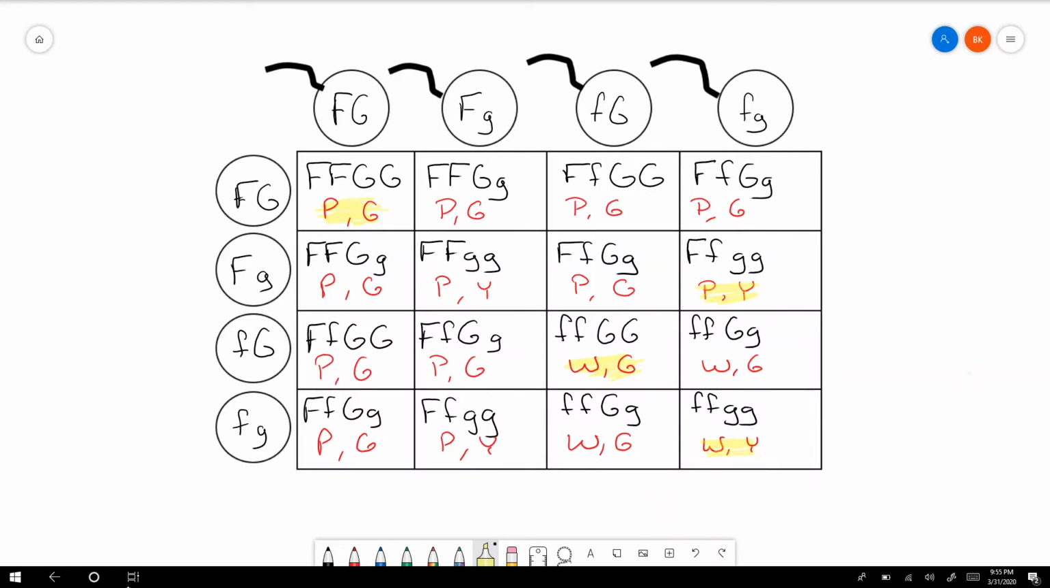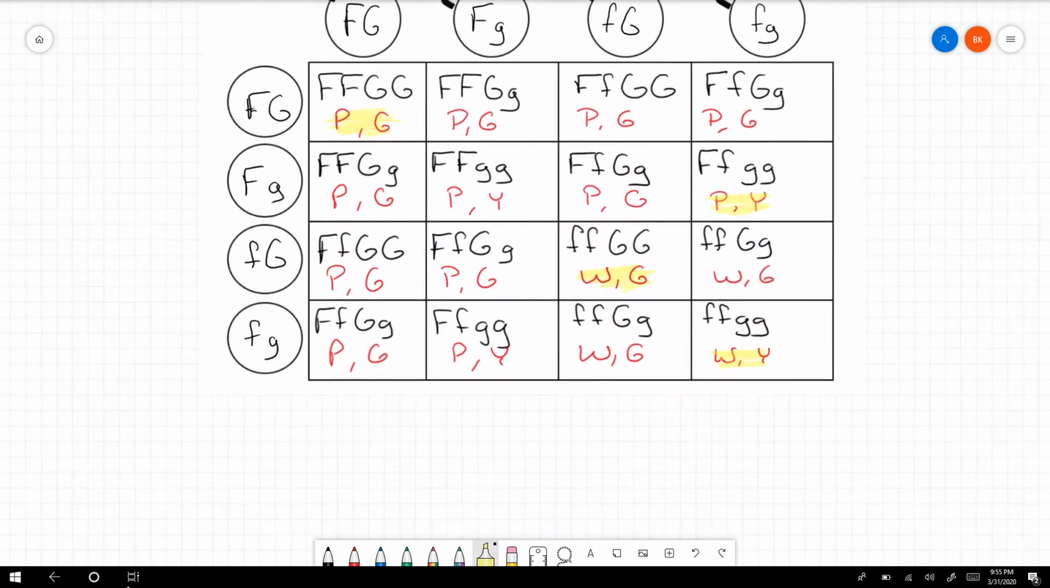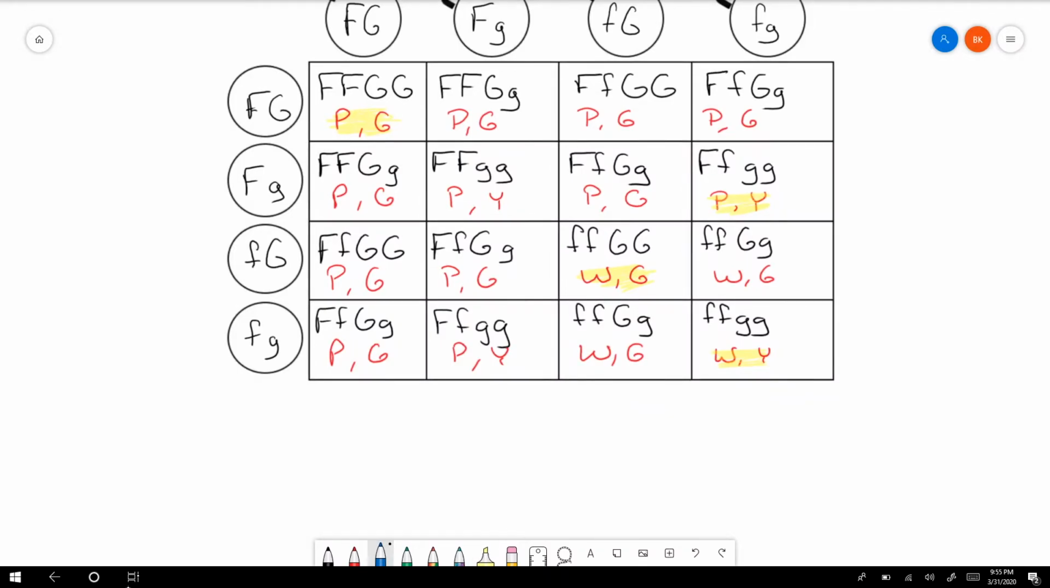In fact, if you count how many are purple and green, what you're going to see is that there are 9. Nope, that was a little funky. There are 9, so we can do this here: 1, 2, 3, 4, 5, 6, 7, 8, 9 that are purple and green. So when doing a phenotypic ratio, we would do the two dominant traits first. So these are those that are purple and green.